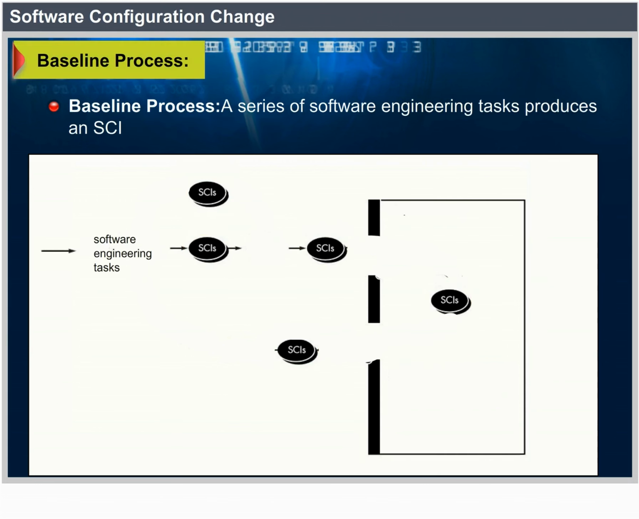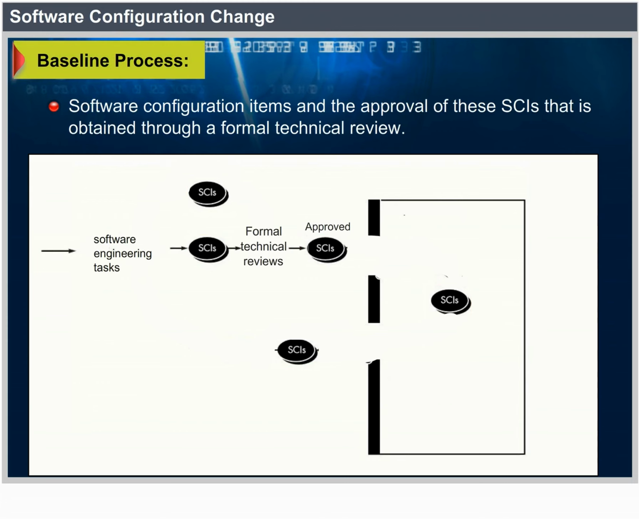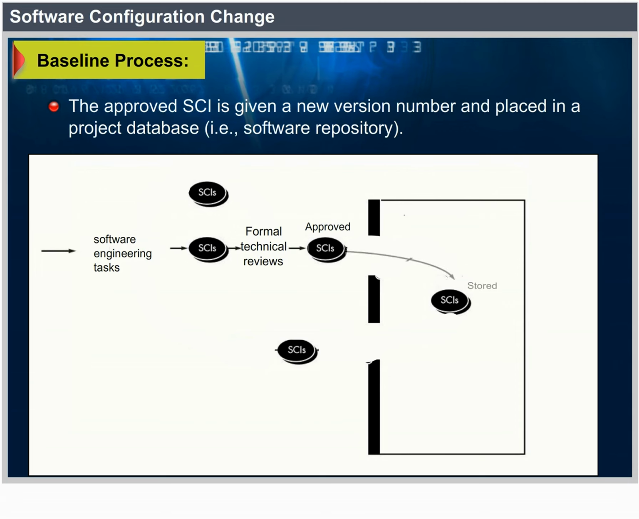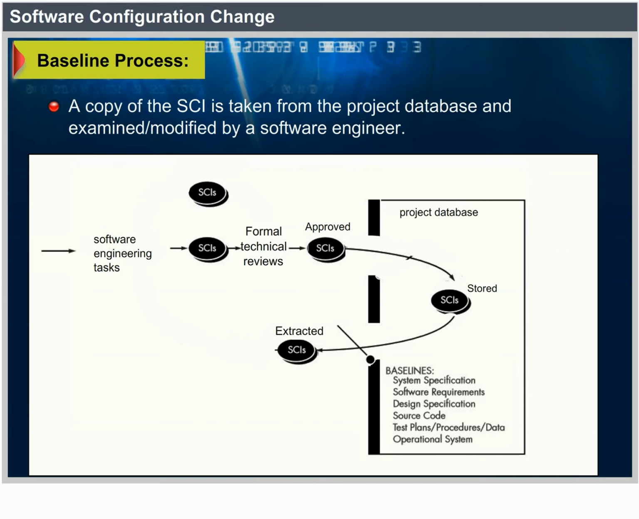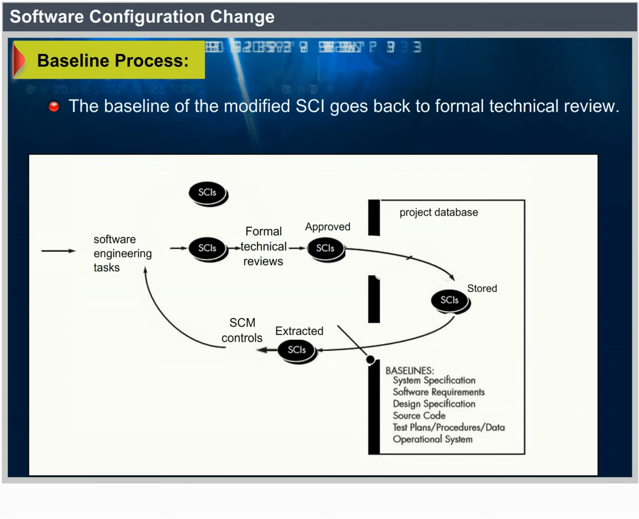Software configuration items require approval, which is obtained through a formal technical review. The approved SCI is given a new version number and placed in a project database, that is, the software repository. A copy of the SCI is taken from the project database and examined or modified by a software engineer. The baseline of the modified SCI goes back to the formal technical review.